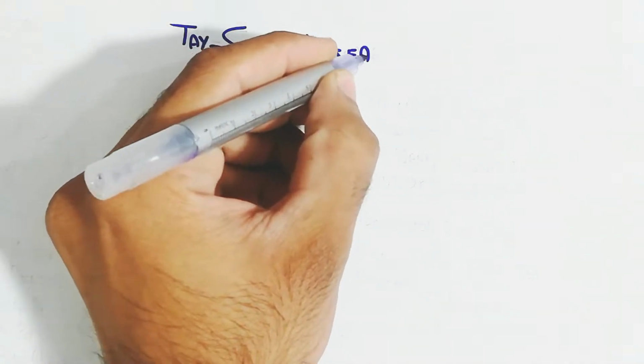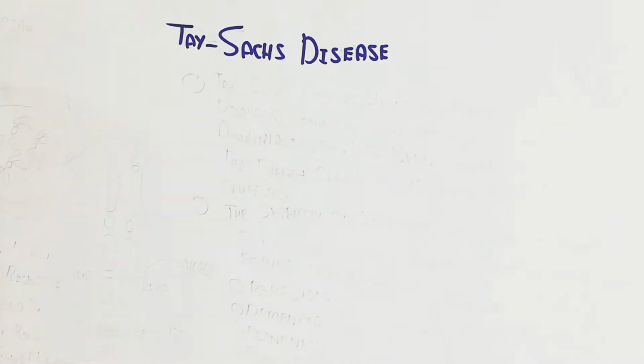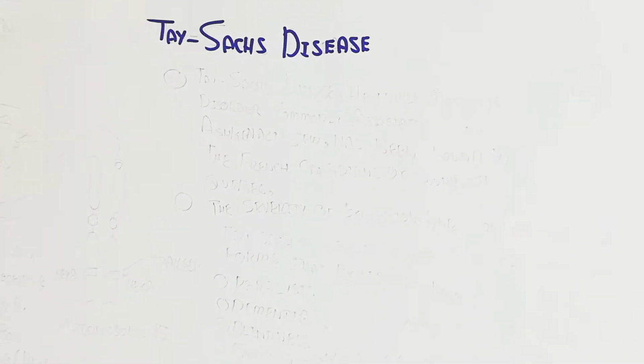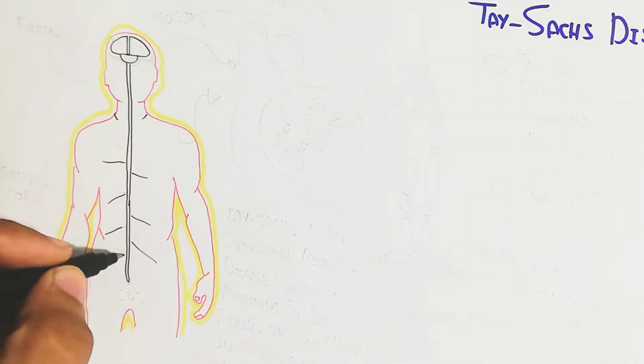Hello, in this video we will discuss Tay-Sachs disease. Basically, Tay-Sachs disease is due to a chromosomal defect, the recessive allele on chromosome 15.